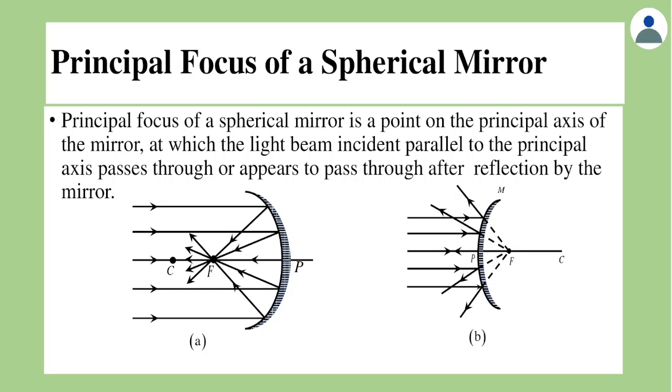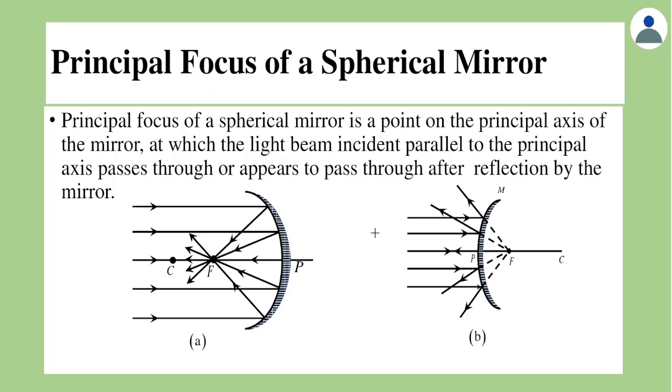Next is a very important definition called focus. It is called principal focus here. We'll first define what a focus is. So focus of a spherical mirror is a point. Here we're defining principal focus. It is a point on the principal axis of the mirror at which the light beam incident parallel to the principal axis passes through or appears to pass through after reflection by the mirror.